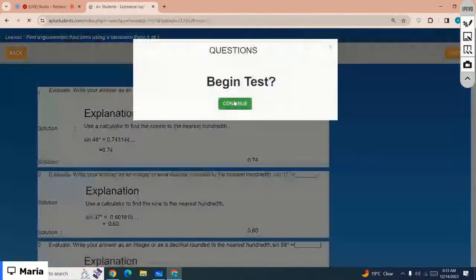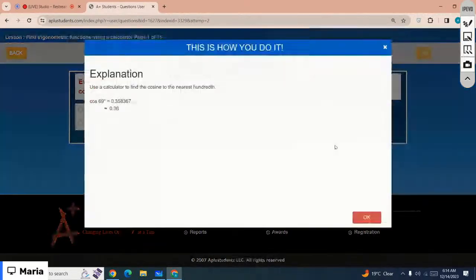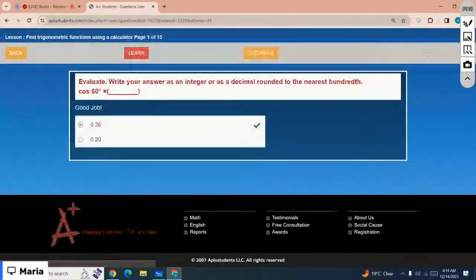Okay, you have to calculate cos 60. So which is the correct option? Use your calculator and calculate cos 60. Let me just calculate. Here is cos and 60. Cos 60 equals 0.5. Okay, the correct option is 0.36, right?